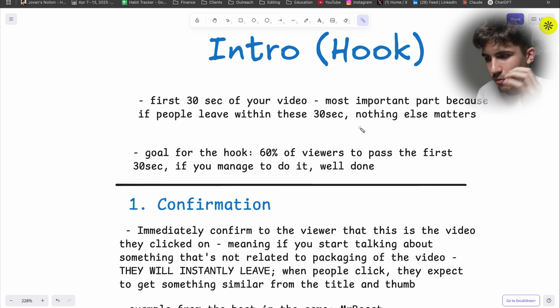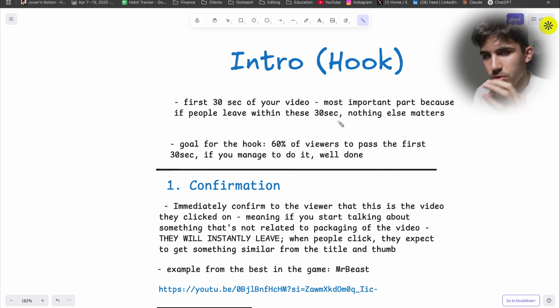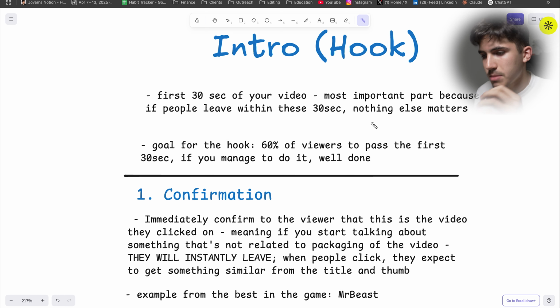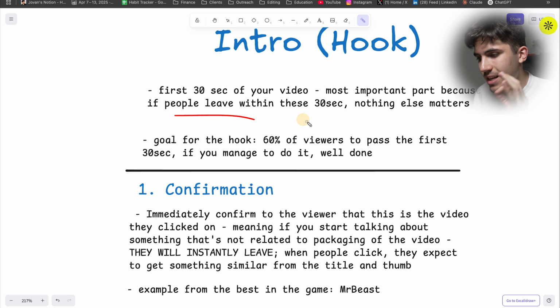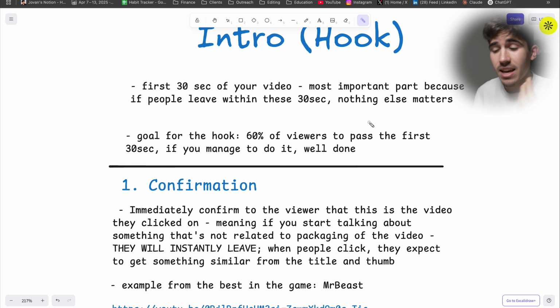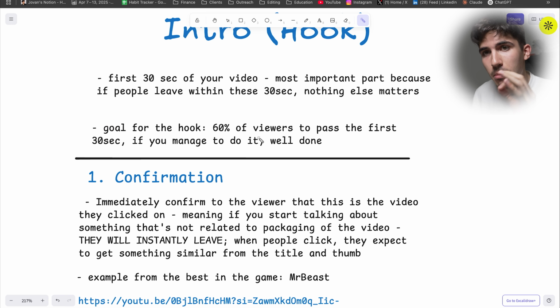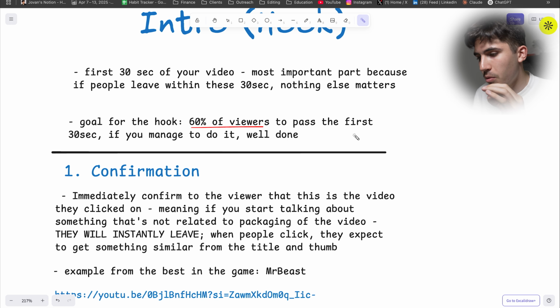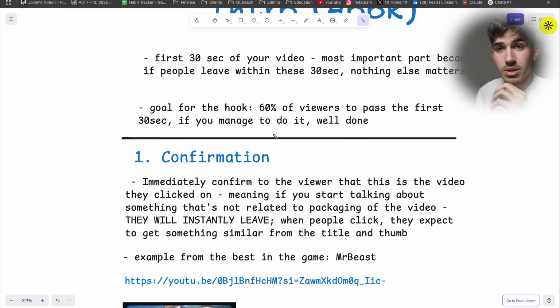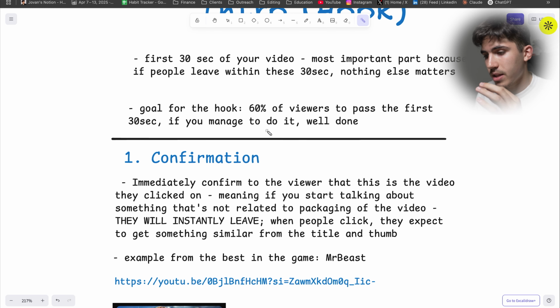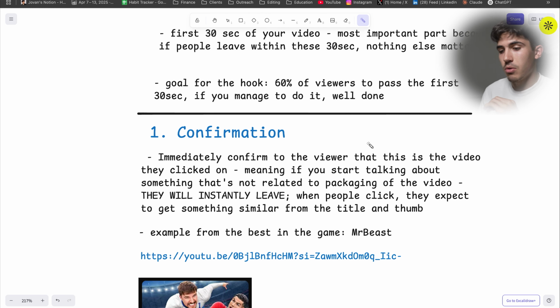Hook. So the first 30 seconds of your video are most important. You probably already heard this, but really, if people leave within these 30 seconds, nothing else matters. So the goal for the hook will be to keep more than 60% of the viewers past these first 30 seconds. If you do this, well done. You did a great job with your hook.